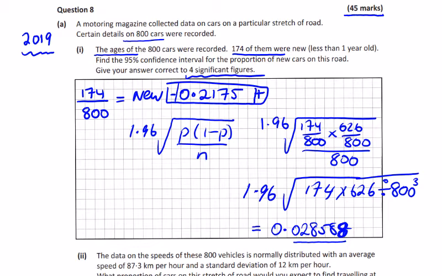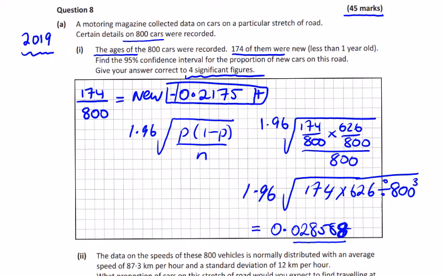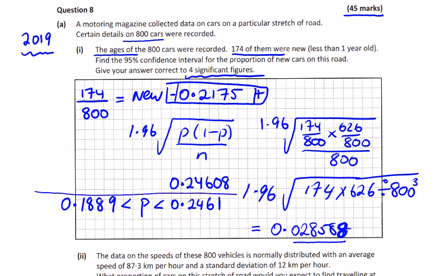So I get 0.24608, which is 0.2461 on that side. And then on the other side, if I take it away, I'm going to get 0.188913. 0.1889 is enough for significant figures. So this is my 95% confidence interval.